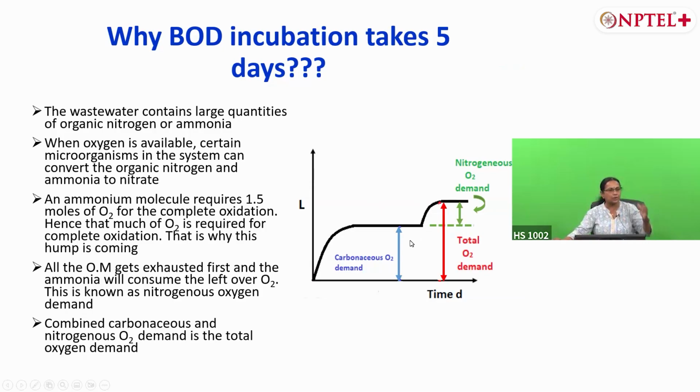Once the organic matter gets exhausted, your autotrophic microorganisms will dominate. The ammonia oxidation is done by the autotrophic microorganisms, converting it into nitrite and nitrate. And 1 mole of ammonia nitrogen needs 1.5 moles of oxygen. So that's the reason why we are seeing this hump.